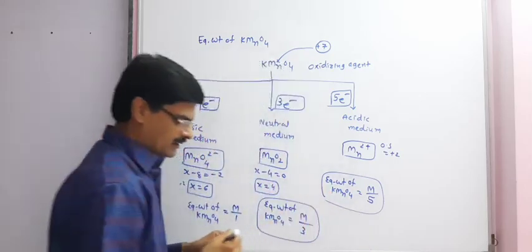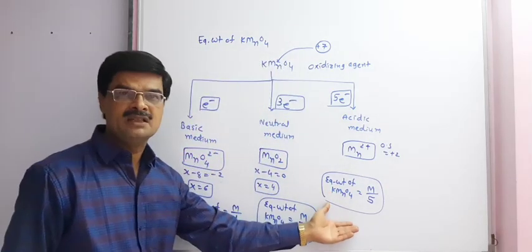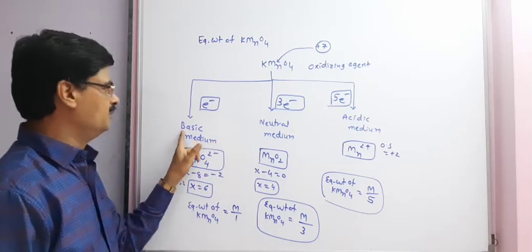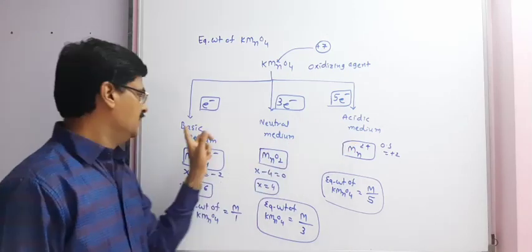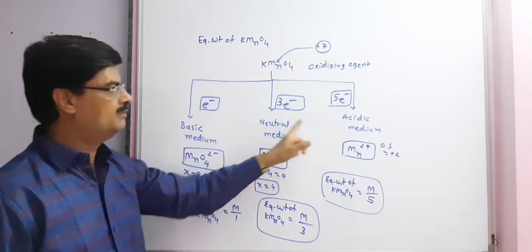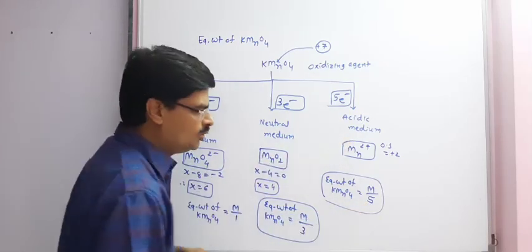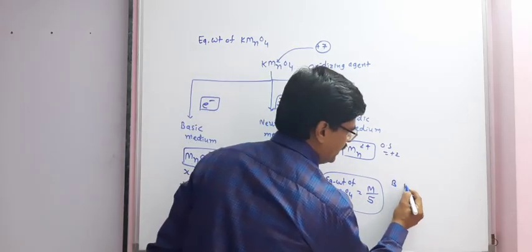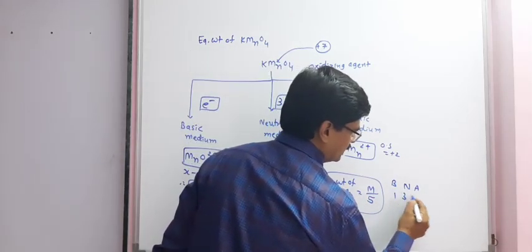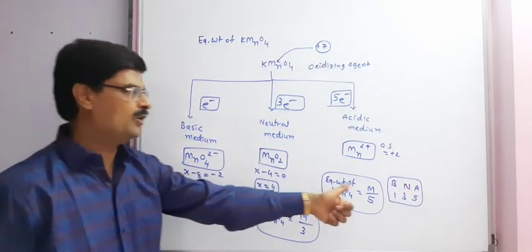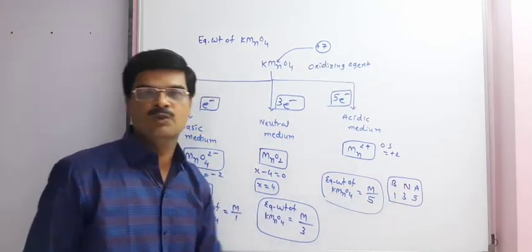Okay, this is the knowledge, but in the exam you just remember it in this manner: B and A. B basic medium and neutral medium, A acidic medium, and 1, 3, 5. So how to remember B and A 1, 3, 5? This is the easiest way to remember equivalent weight. B and A 1, 3, 5.